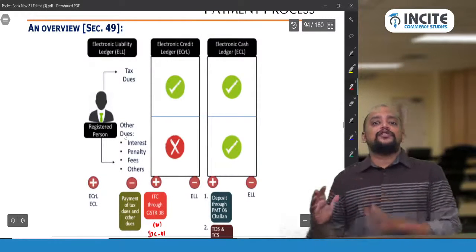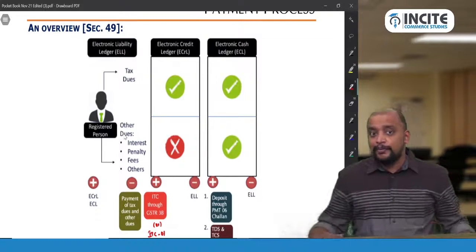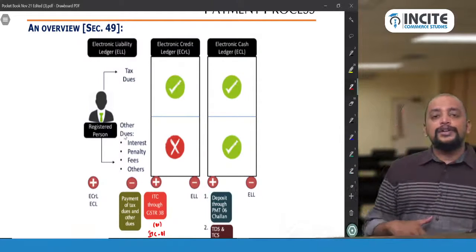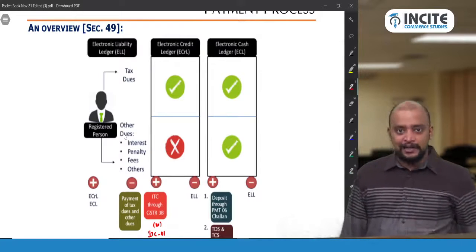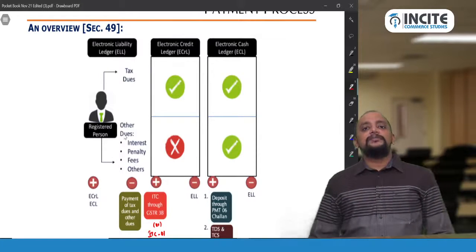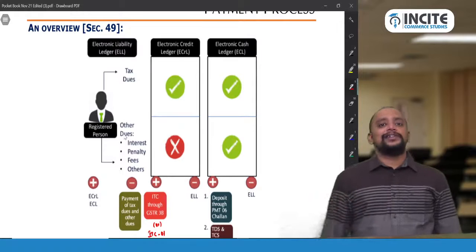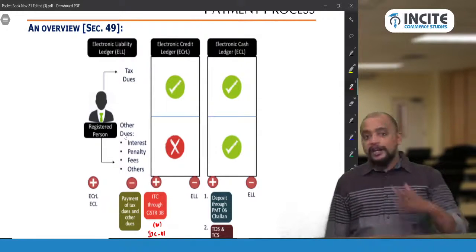The balance in the electronic credit ledger cannot be used for payment of any other dues. So, including payment of GST under RCM, we cannot use our electronic credit ledger balance. Then whatever money is there in the electronic cash ledger can be used for payment of any dues.